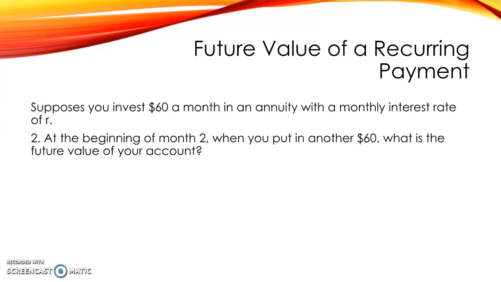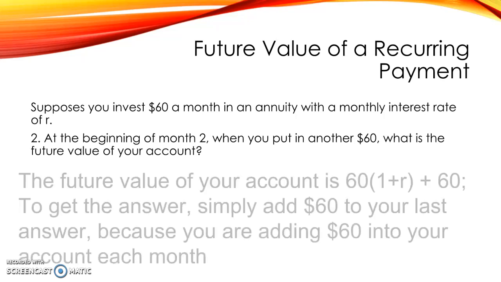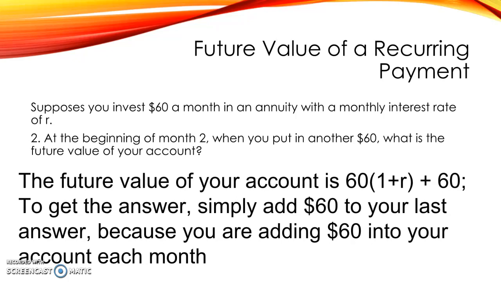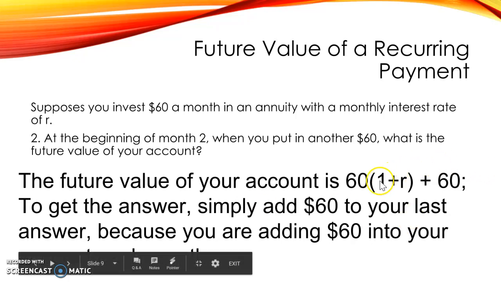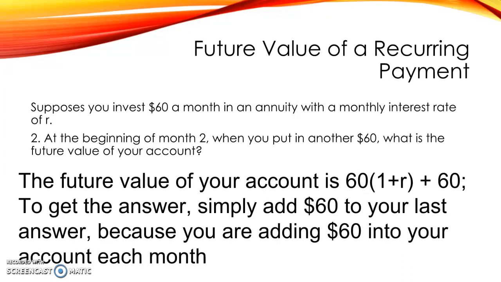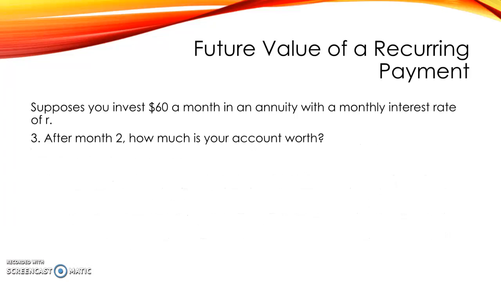What about at the beginning of the second month? We're again going to put another $60 in there. What is the future value of our account? So think about that for a minute. All right. The future value of the account is going to be this amount plus another $60. To get the answer, we're simply adding $60 to our last answer because you're adding $60 into the account. And that's the beginning of the month.